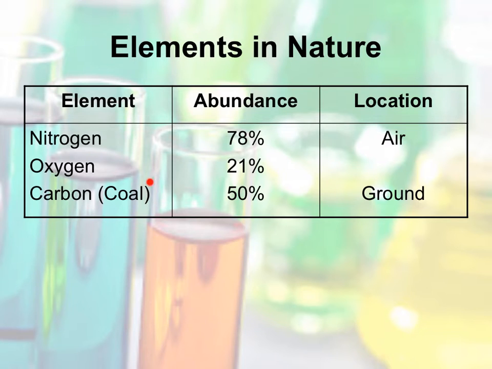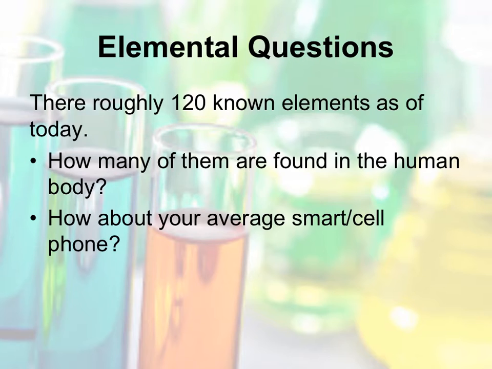Same thing with coal. Coal is predominantly carbon, mostly carbon, or at least 50% of it's carbon. But it's not pure carbon, and therefore it's not a pure material. So again, for something to be a pure element or an element, it has to be listed exactly like it's written down on the periodic table.